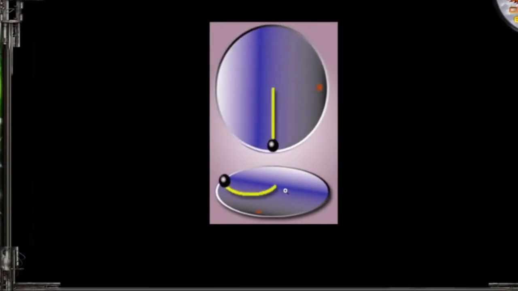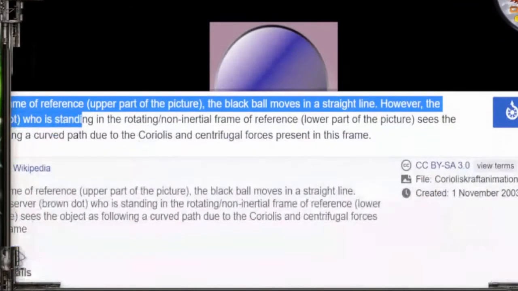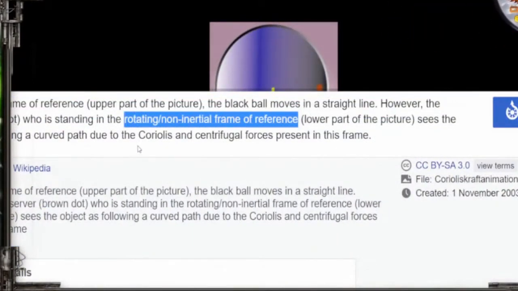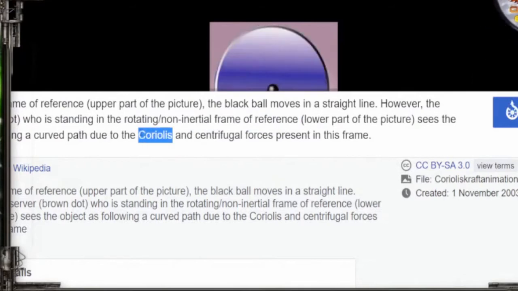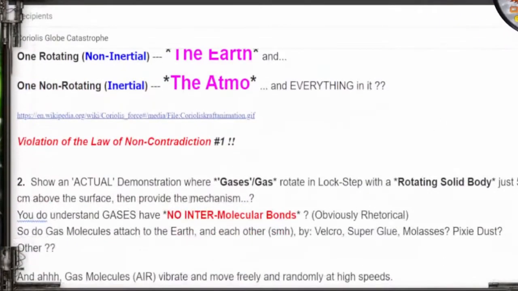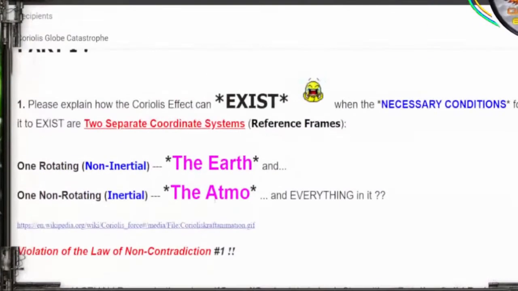The important part here is that they identify that you must have an inertial reference frame and a rotating non-inertial reference frame. You see that with the Coriolis? That's what I want you to get out of this. That's all we need, right? So, that violates the law of non-contradiction number 1, because we need the 2 separate reference frames. What do they say all the time? We only have one. That's going to come up big here down below.